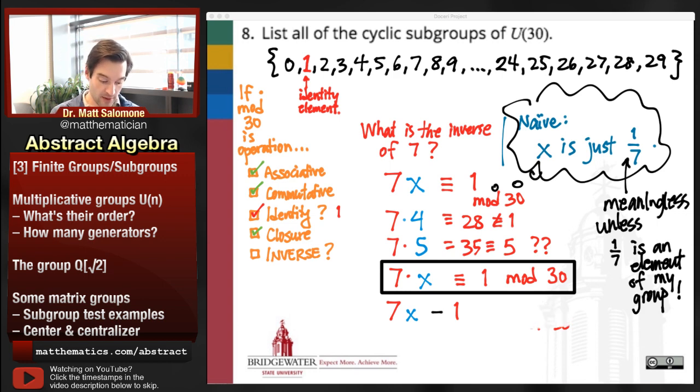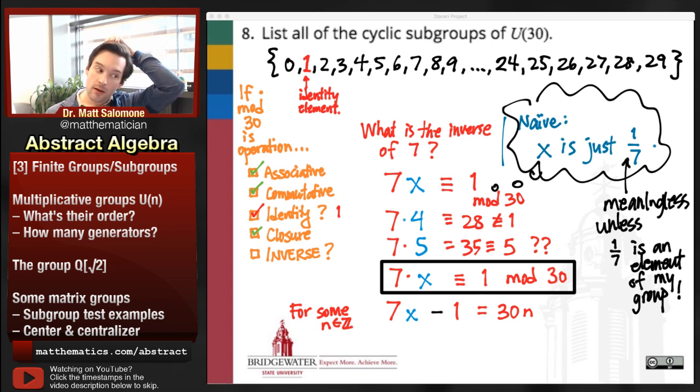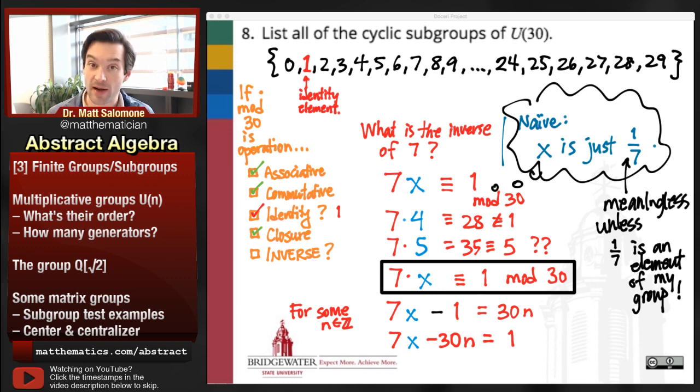And to operationalize that as an equation, 7x minus 1 is going to equal 30 times n for some integer n. And if I rearrange this to get the 30n on one side and the 1 on the other side, I'm just going to trade places, what I have is a type of equation that number theorists call a linear Diophantine equation. 7x minus 30n: on the left side of the equation, I have a linear combination of two integers, x and n, and on the right-hand side, I have the number 1.